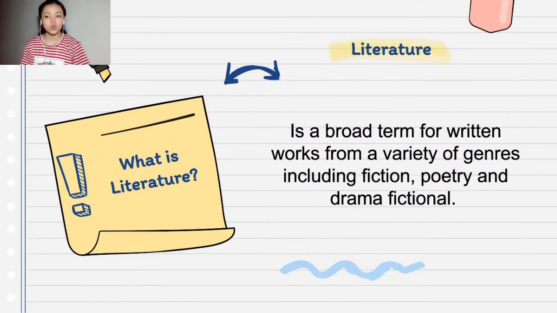So before that, what is literature? Literature is a broad term for written works from a variety of genres including fiction, poetry, and drama. Literature has traditionally been applied to those imaginative works of poetry and prose distinguished by the intentions of their authors and the perceived aesthetic excellence of their execution. Literature may be classified according to a variety of systems, including language, national origin, historical period, genre, and subject matter.